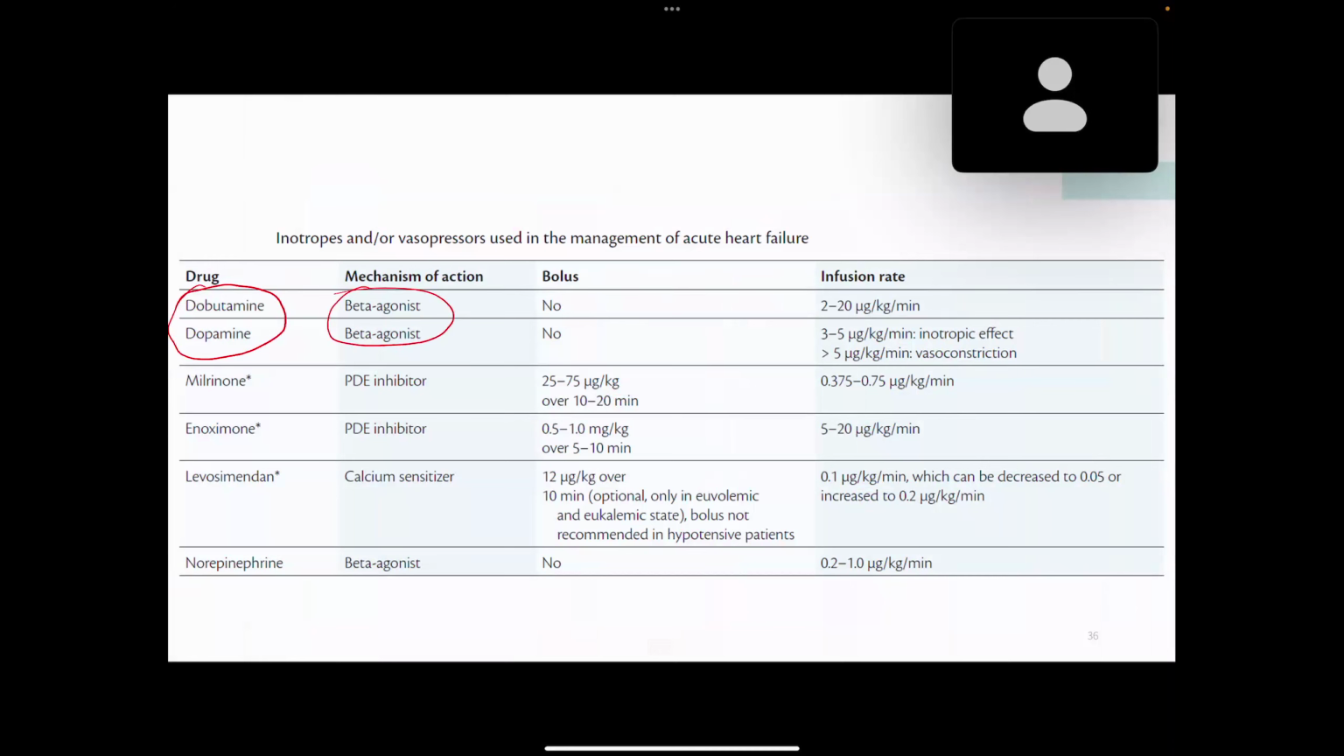Both are beta agonists. You just have to remember the important doses. Dobutamine is 2 to 20 mics, and for dopamine, the dose that is required is around 5 mics. If you go beyond 5 mics, it can cause vasoconstriction. That effect we do not want.